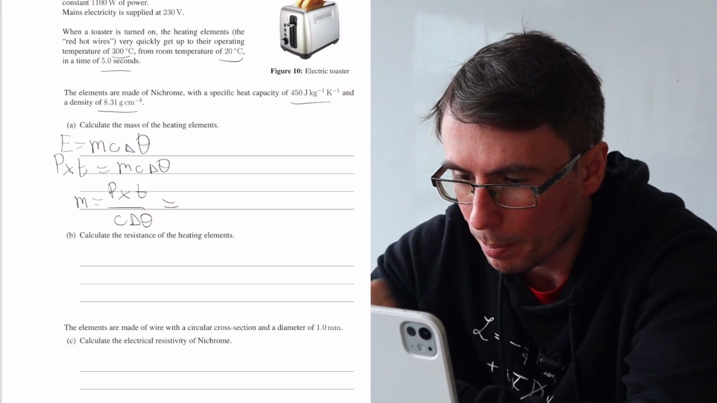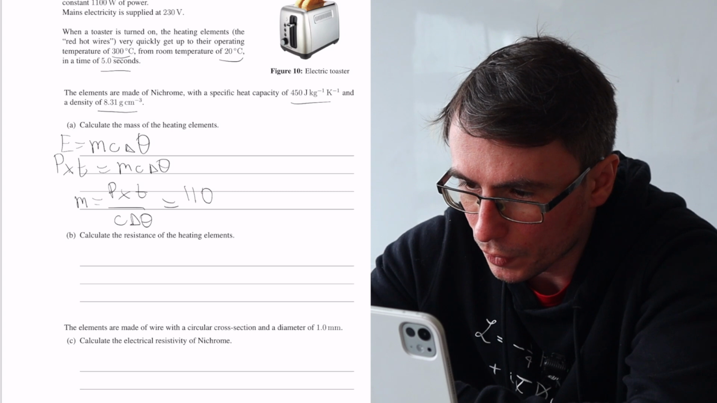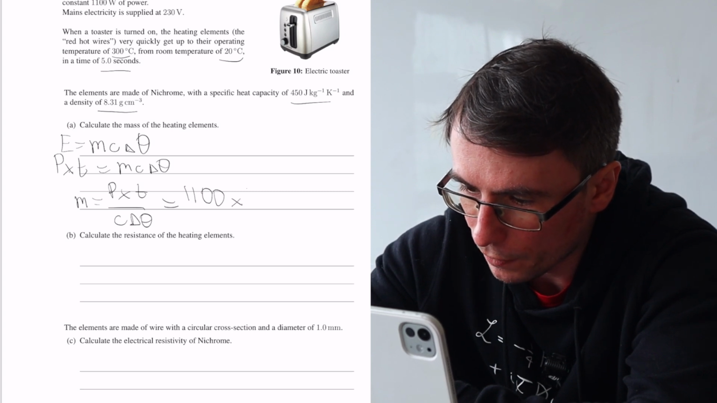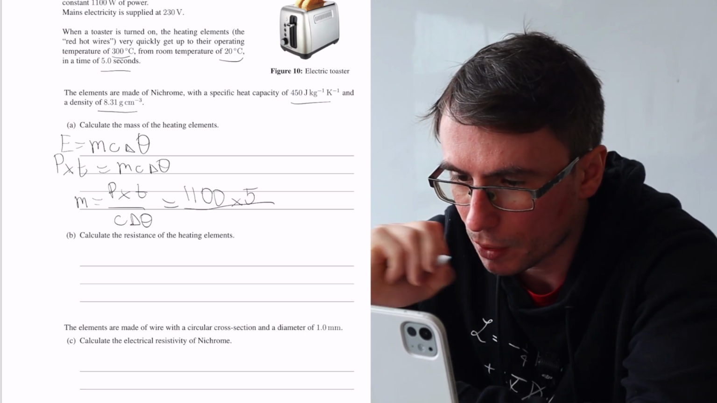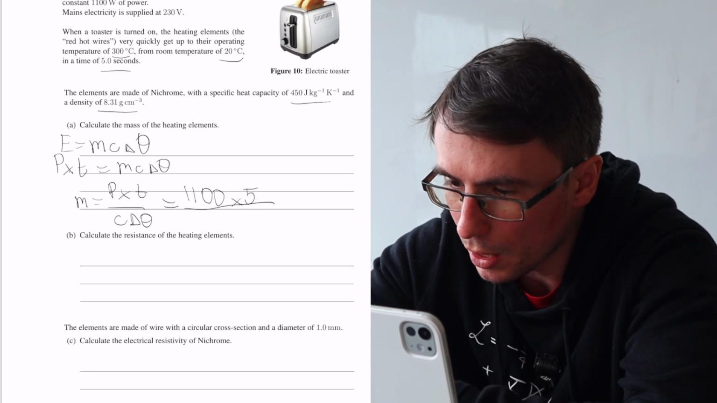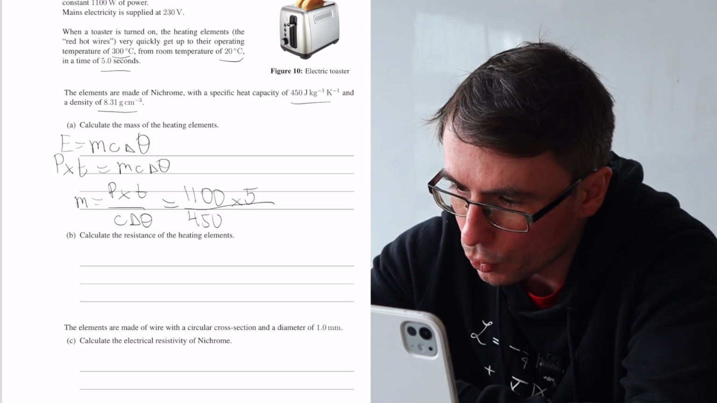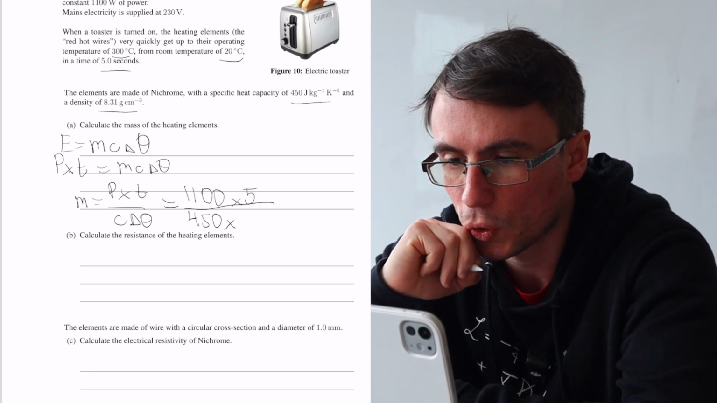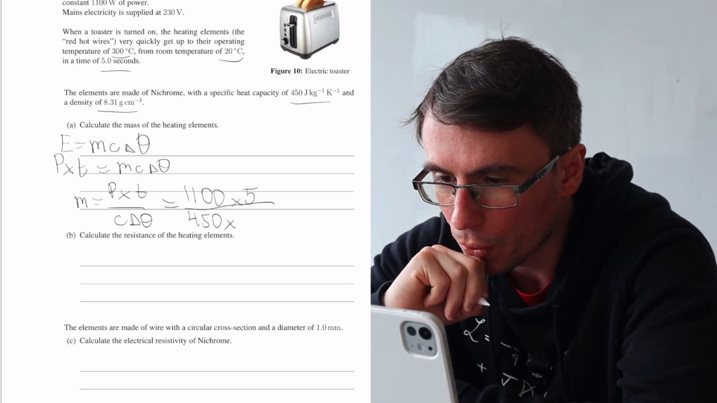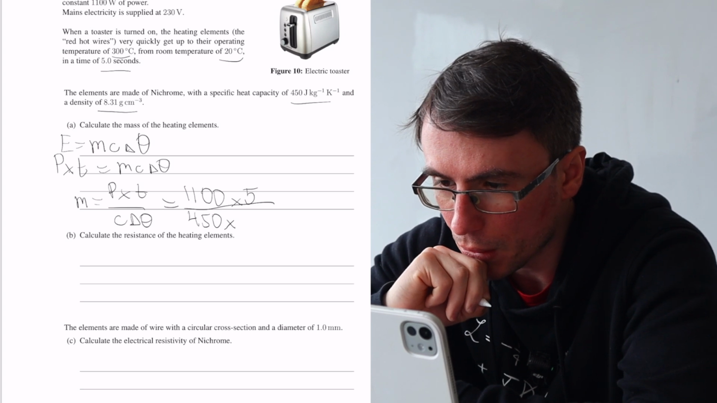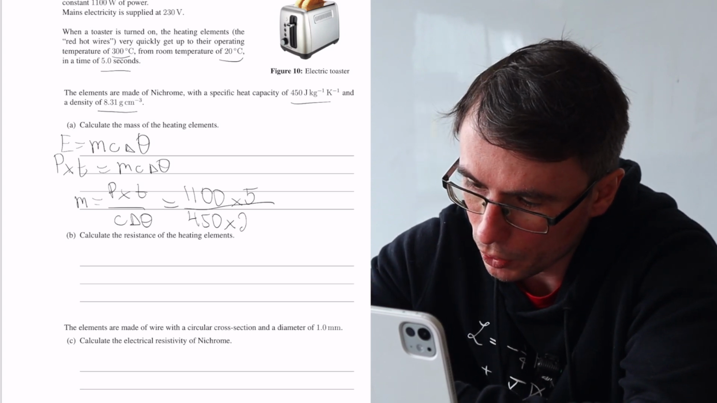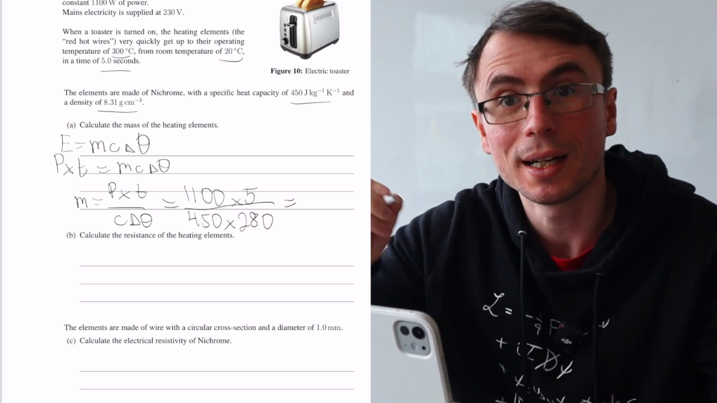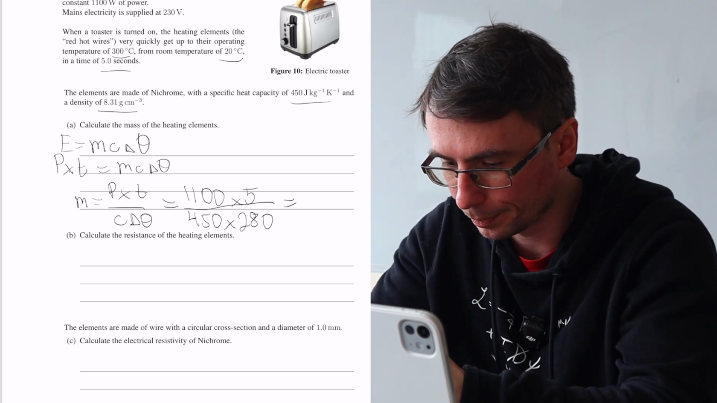Okay, so the power is 1100, time of 5 seconds. We're given the specific heat capacity, 450 joules per kilogram per Kelvin. The units are fine, multiplied by the change of temperature. So that's going to be 300 take away 20, which is 280. Let's see what we get.